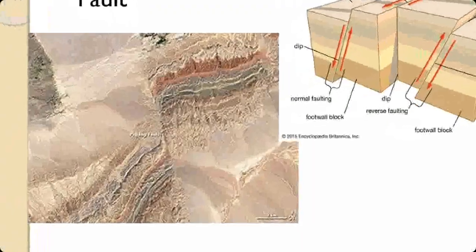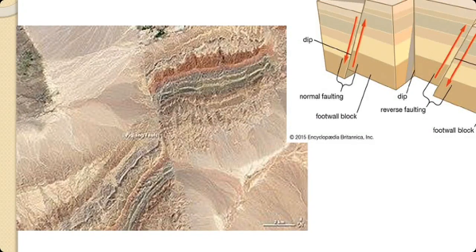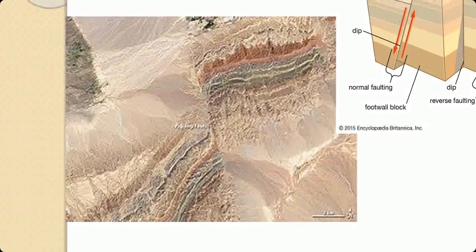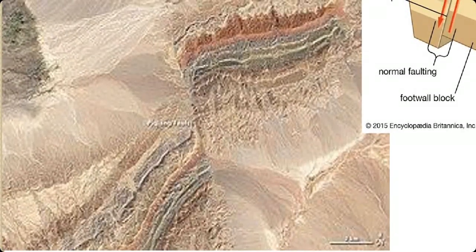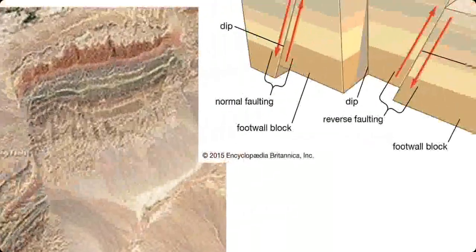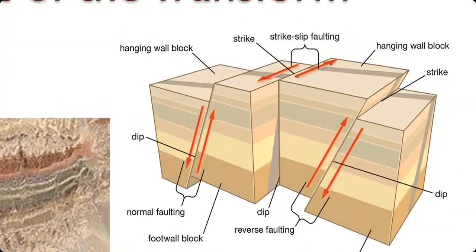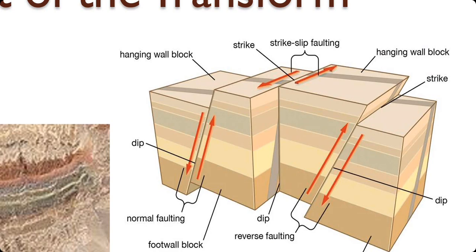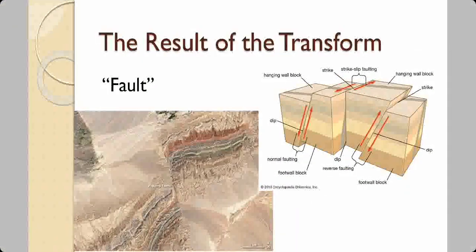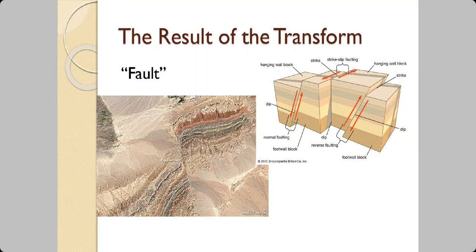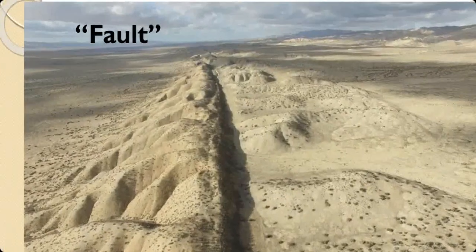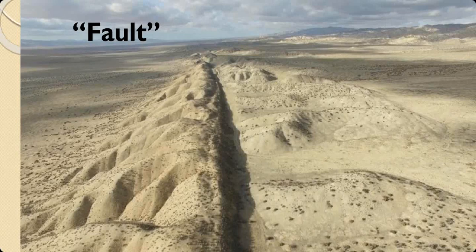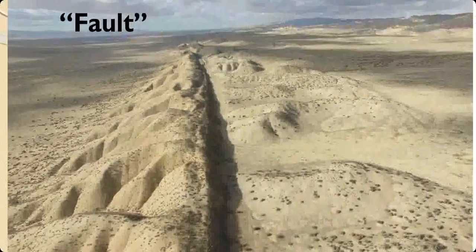Now, these are the results of transform boundaries. Here on the picture on the left hand side, you can clearly see that there's a boundary between them. The plates have formed the boundary, and this is how it is. They're slipping past each other. And whenever this happens, we say a fault has been created. So let's look at one fault. This is the San Andreas fault in the United States, and this is the kind of landform it forms.